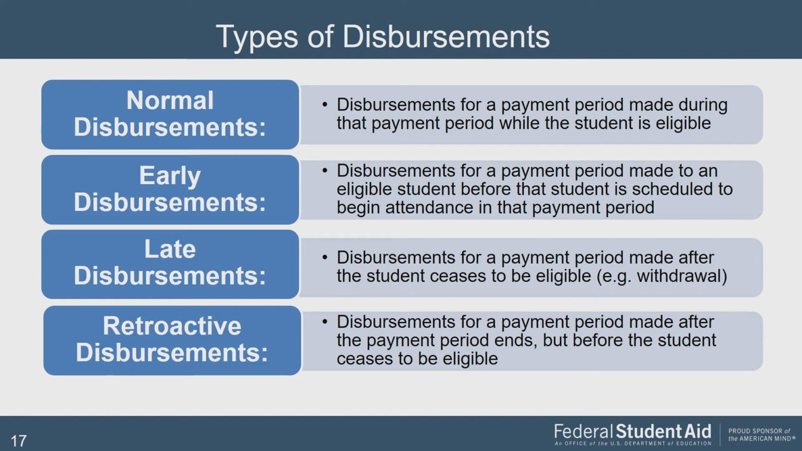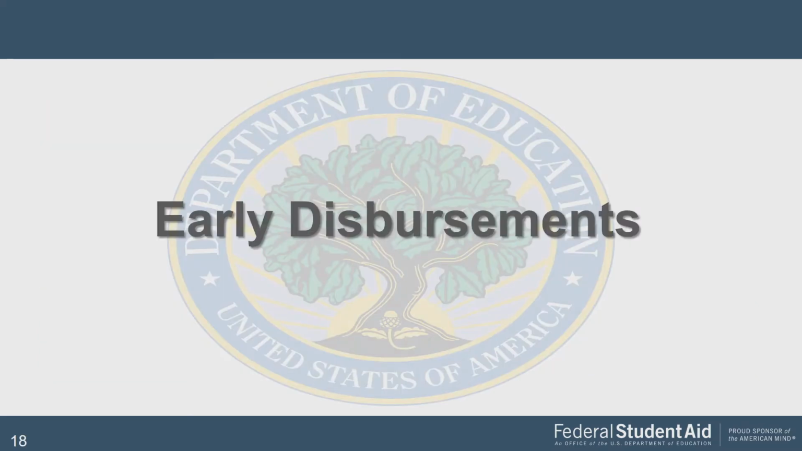So with that being said, that really covers your basic disbursements, which are your normal disbursements. Let's take a look at the early, late, and retroactive disbursements. The normal disbursements are your regular disbursements. We've already discussed that. The early disbursements are before the first day of classes. When we talk about late disbursements, we're talking about students who are no longer in attendance at school. And retroactive disbursements are late disbursements, but the student is still in school.